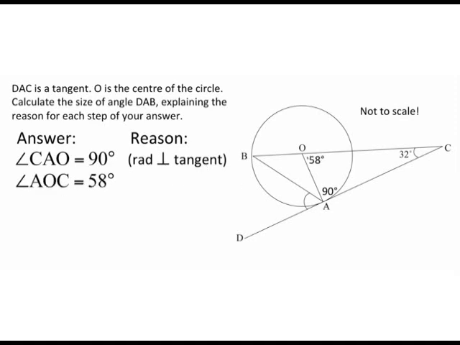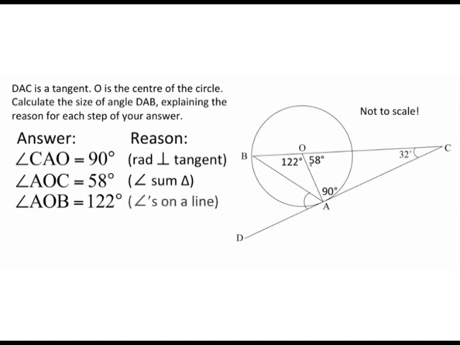Next, we know that interior angles of a triangle add up to 180 degrees. So we have that AOC is equal to 58 degrees because the sum of interior angles of a triangle add up to 180 degrees. Next, we can note that BOC is a straight line at O. It forms an angle of 180 degrees at O. We already have 58 degrees, and so the remaining angle is 122 degrees. So angle AOB is equal to 122 degrees because they make angles on a straight line.